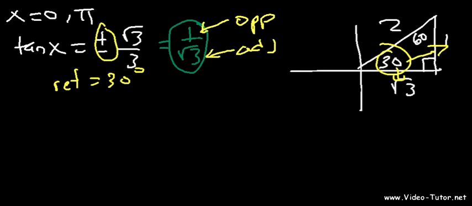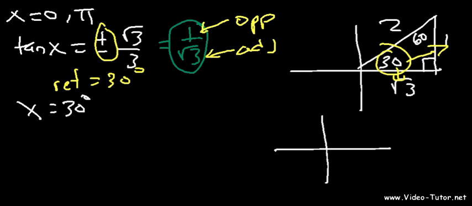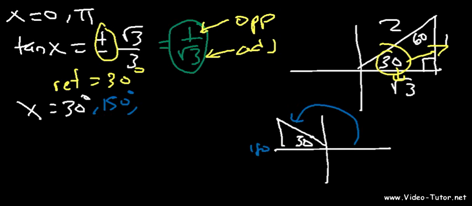In quadrant 1, the angle is 30. But in quadrant 2, the reference angle is 30, but it's going to be 180 minus 30. 180 is over here. So we're going to get 150. In quadrant 3, it's going to be 180 plus 30, which is 210. And in quadrant 4, 360 minus 30, which you'll get 330. These are the 4 answers.